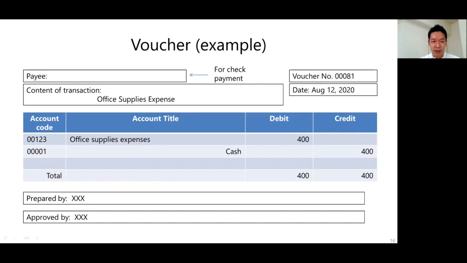So for each voucher, there is a person's name for the preparation and a person's name for the approval. So all of the vouchers can be kept in a book and kept in the desk or bookshelf.